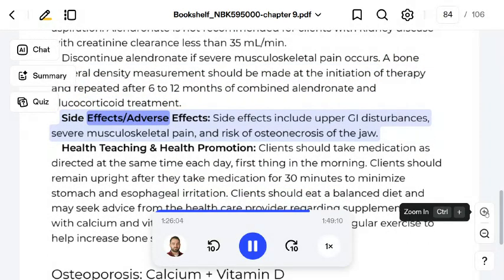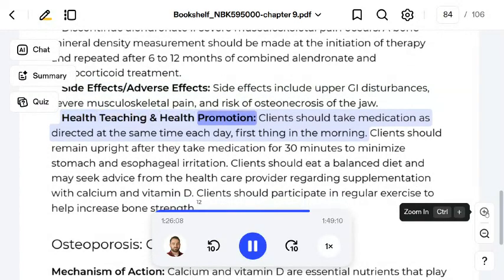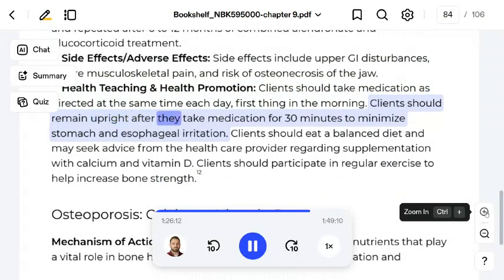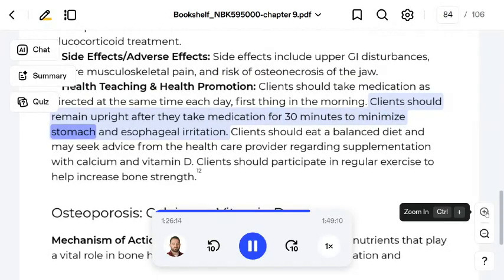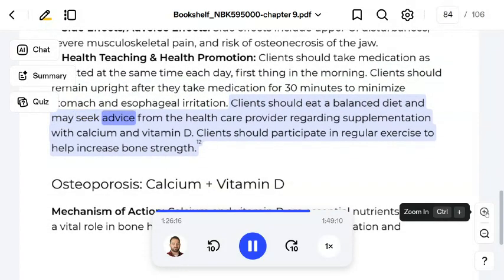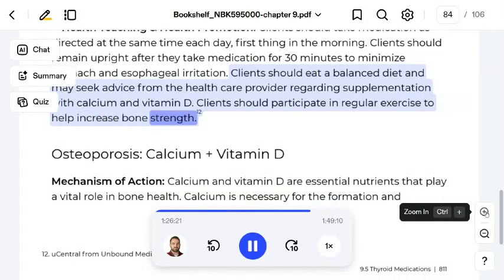Side effects, adverse effects. Side effects include upper GI disturbances, severe musculoskeletal pain, and risk of osteonecrosis of the jaw. Health teaching and health promotion. Clients should take medication as directed at the same time each day, first thing in the morning. Clients should remain upright after they take medication for 30 minutes to minimize stomach and esophageal irritation. Clients should eat a balanced diet and may seek advice from the healthcare provider regarding supplementation with calcium and vitamin D. Clients should participate in regular exercise to help increase bone strength.